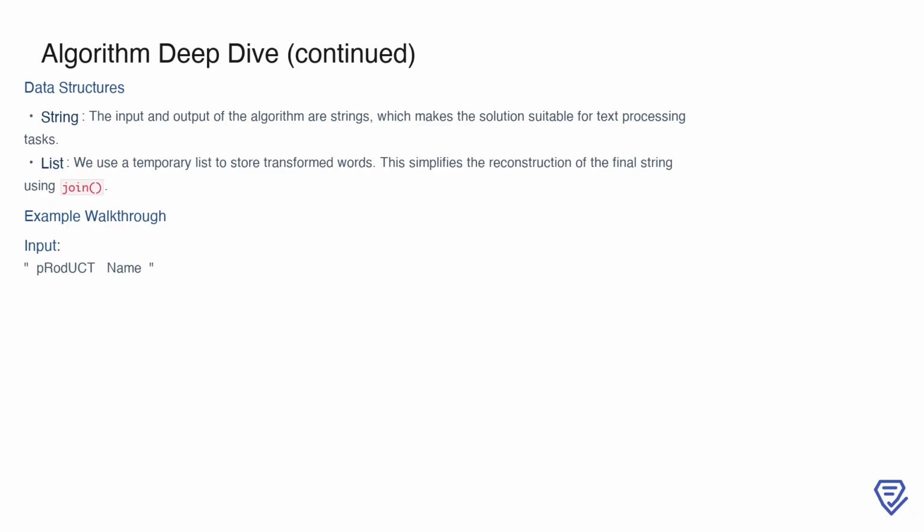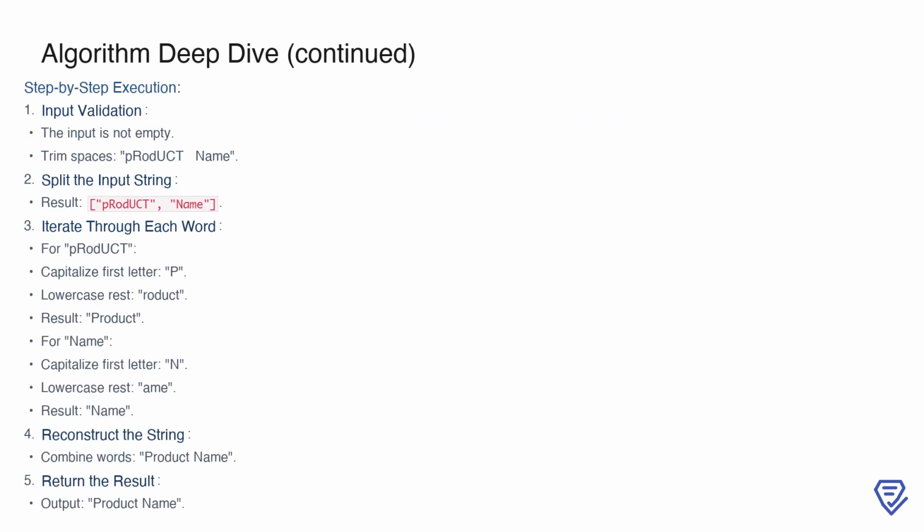We'll walk through each step of the algorithm to see how it transforms this input into the desired output. Let's break down the example step by step. First, we perform input validation. The input string is not empty, so we proceed. After trimming spaces, the input becomes "product name". Next, we split this string into words, resulting in the list ["product", "name"].